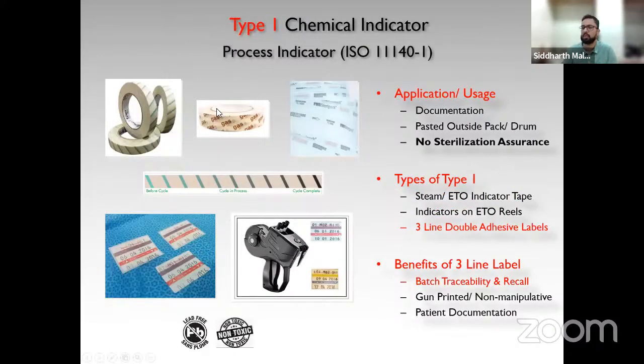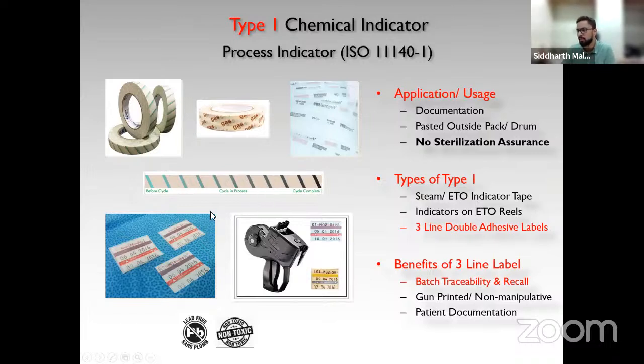This is one of the most widely used indicators, a type 1 indicator, which you can see over here. The autoclave tape, or signal locks, as we call them. The ETO gas tape, these are stuck above the drum or the tray or on the packs. Whatever you see on the ETO reels also, these are type 1 indicators, which means that it has gone through a process, it has come out. It necessarily doesn't mean that the sterilization has happened properly. The color will change either from white to black or from green to black. So this is a transition of the color where a cycle is in process. The cycle complete will be with a final color indicator.